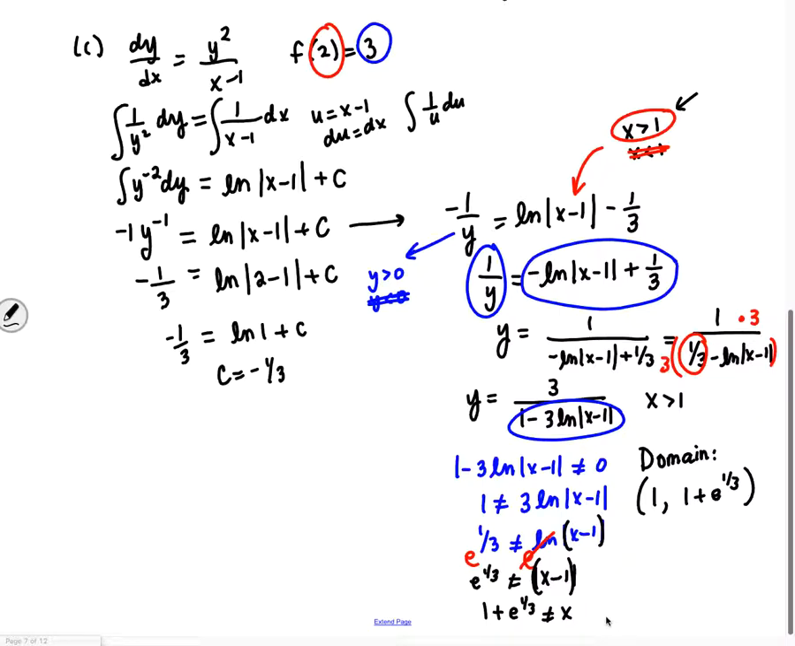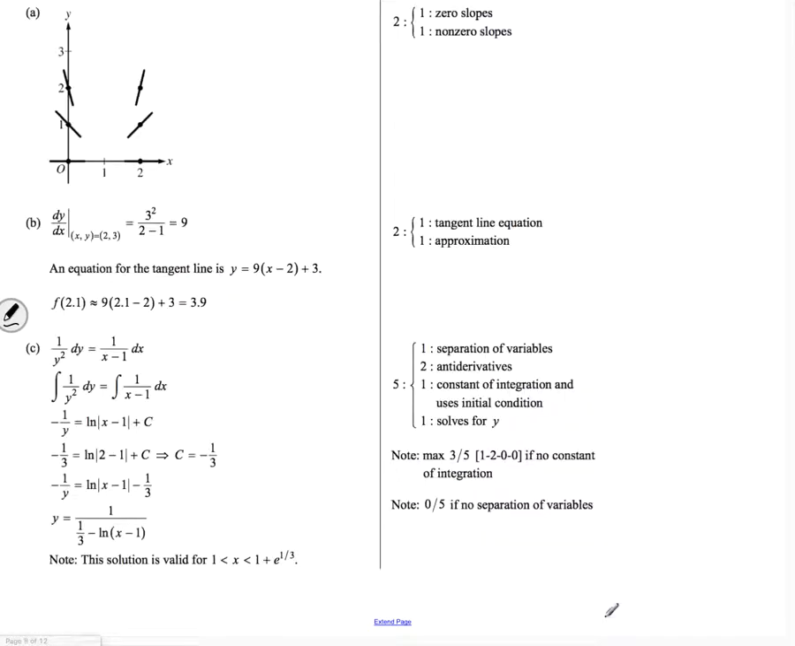Tricky, tricky, tricky. All right, so let's look at our graph, or our answers. So you got 2 points for having the zero slopes for these two, and 1 point for the zero slopes, and you got 1 point for the non-zero slopes. For part B, we got 1 point for a tangent line, and 1 point for our approximation, which was 3.9.